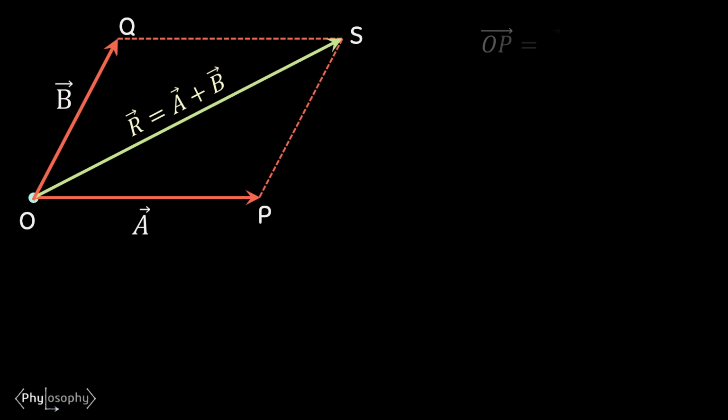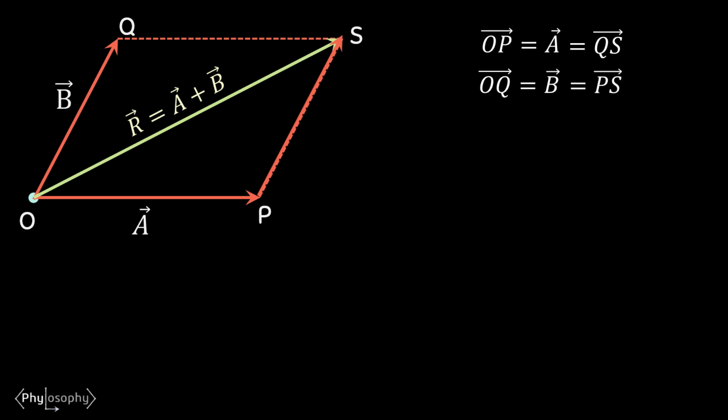So in this diagram, two vectors A and B are represented by the sides OP and OQ. Now as QS is parallel to OP and PS is parallel to OQ and their lengths are also the same, they also represent the vectors A and B. This is because translation doesn't change the direction and magnitude of a vector. Therefore, we can write OP is equal to vector A which is equal to QS, and OQ is equal to vector B which is also equal to PS.